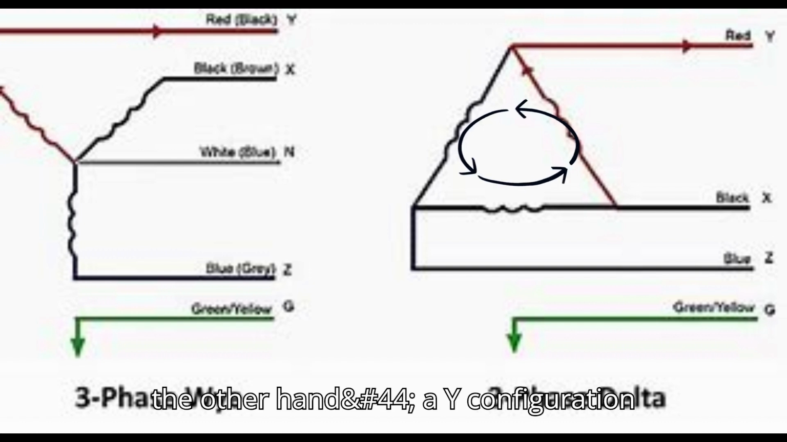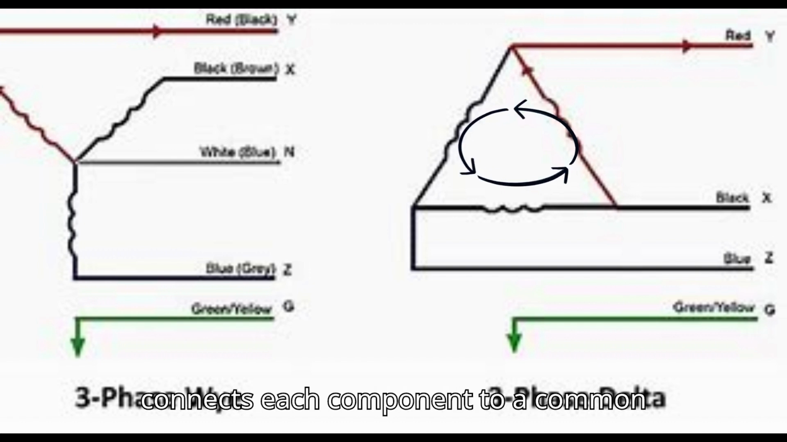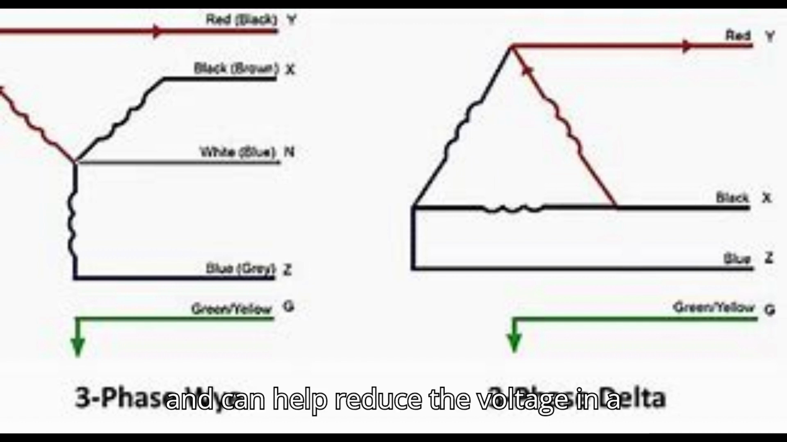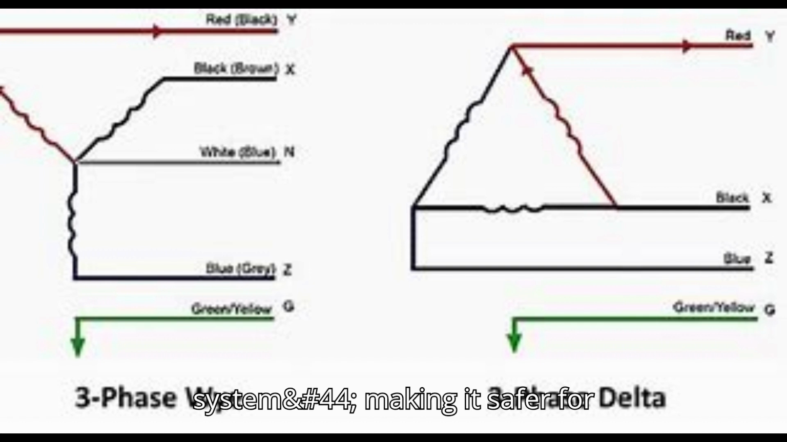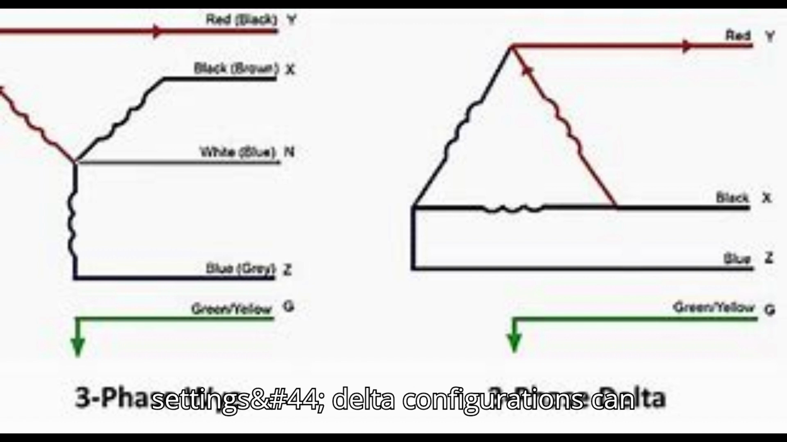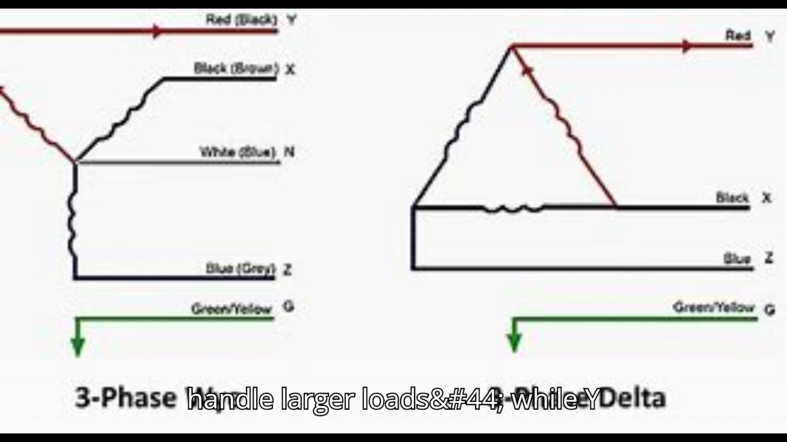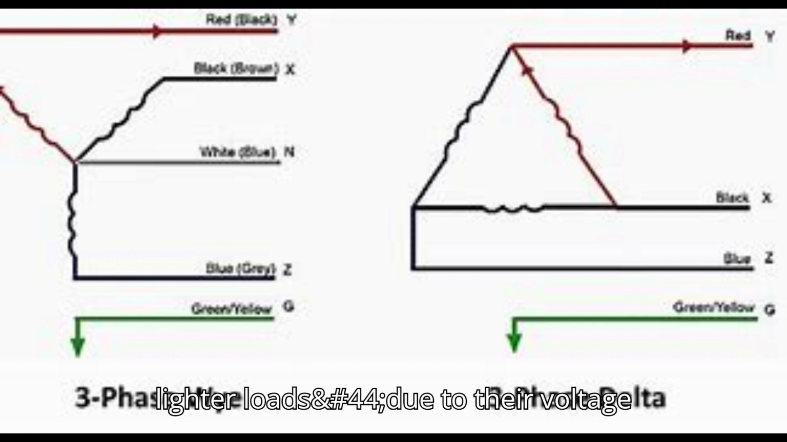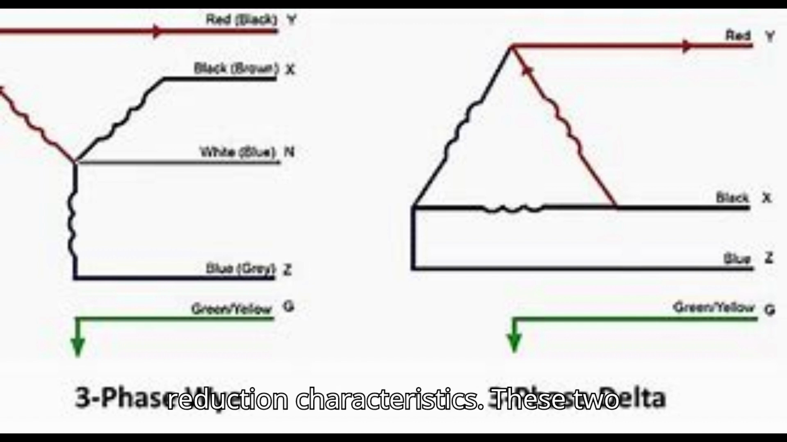On the other hand, a Y configuration connects each component to a common point. This is often used in transformers and can help reduce the voltage in a system, making it safer for residential use. In industrial settings, delta configurations can handle larger loads, while Y configurations are generally used for lighter loads due to their voltage reduction characteristics. These two configurations will be discussed in detail when we dive into three-phase circuits.